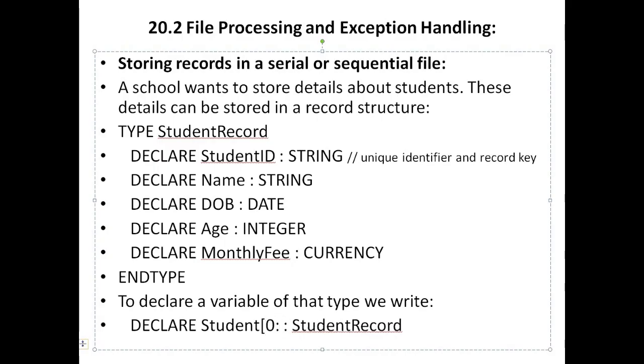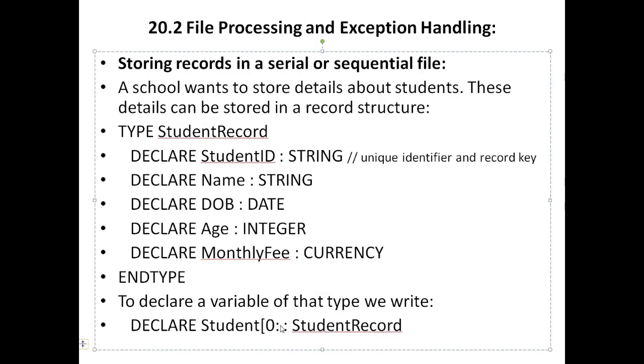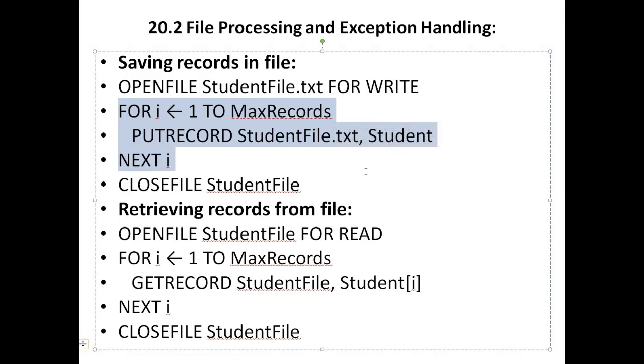0 to, let's say, 0 to 10 or 0 to 9, array of student record. You can create an array as well, as you know that. Then you can run the for loop to put one record at a time in your file, and for that you should use append mode.